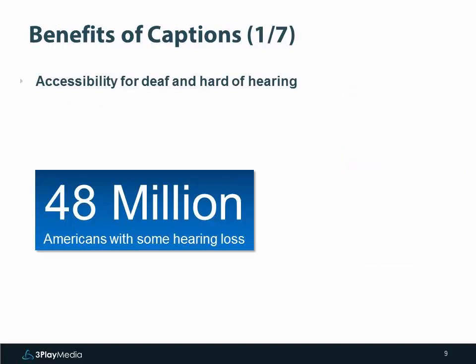All right, so we'll go through some of the benefits of captioning. There are a number of different reasons why people transcribe and caption their video content, and we'll cover some of these things. The first one is accessibility for deaf and hard of hearing. This is really a very big issue. In the U.S. alone, there are 48 million people, so that's roughly 1 in 6, that have some sort of hearing loss that's significant enough to impact the ability to understand the video.